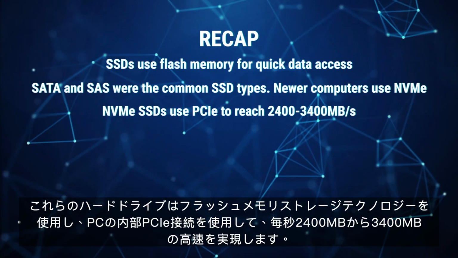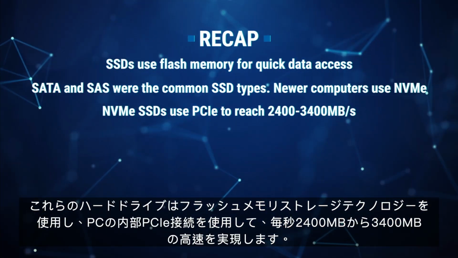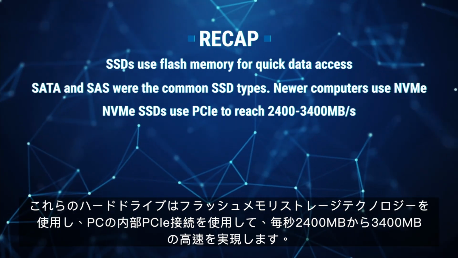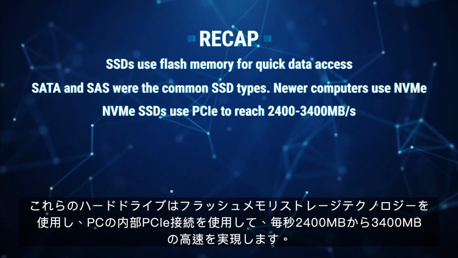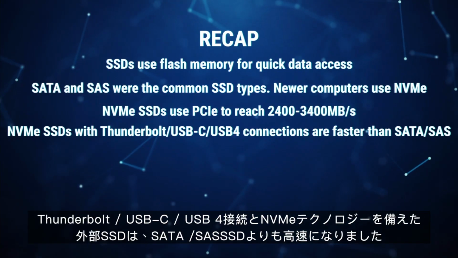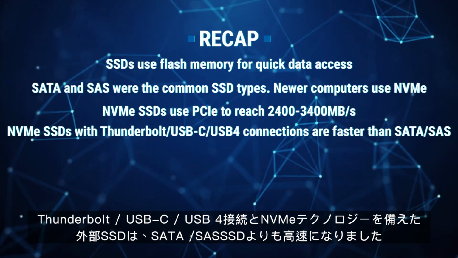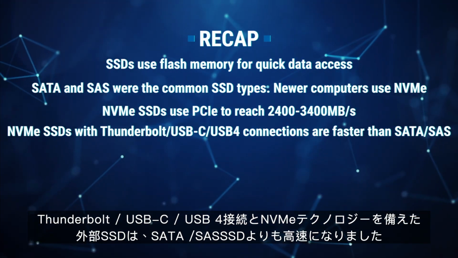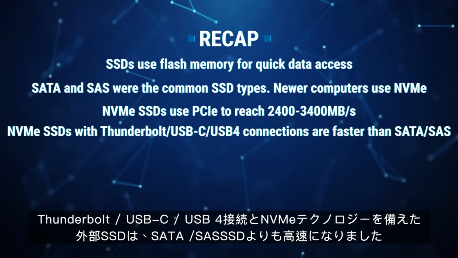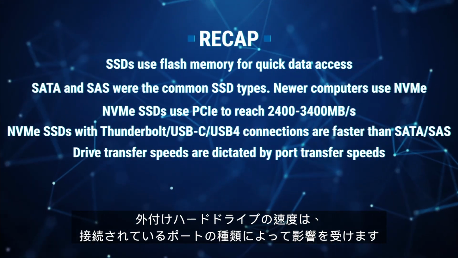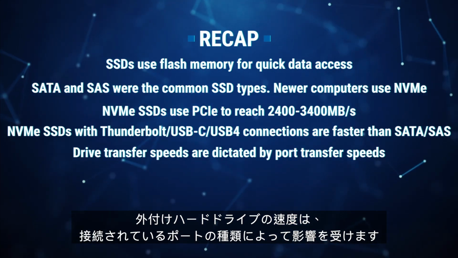These drives are based on flash storage technology and use a computer's internal PCIe connection to achieve transfer speeds between 2,400 megabytes per second and 3,400 megabytes per second. External SSDs that use Thunderbolt, USB-C, or USB 4 connections use NVMe technology to achieve faster transfer speeds than SATA and SAS SSDs. The transfer speeds of external drives are impacted by the speed of their external port connections.